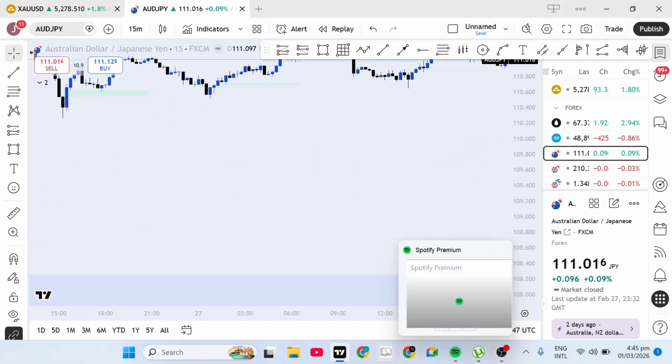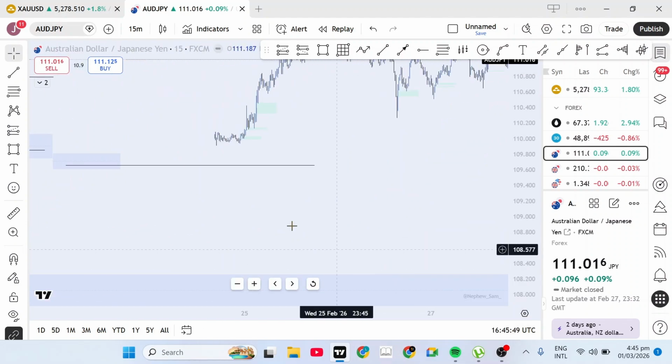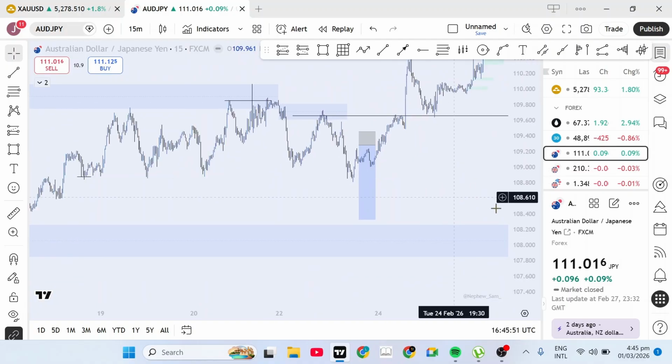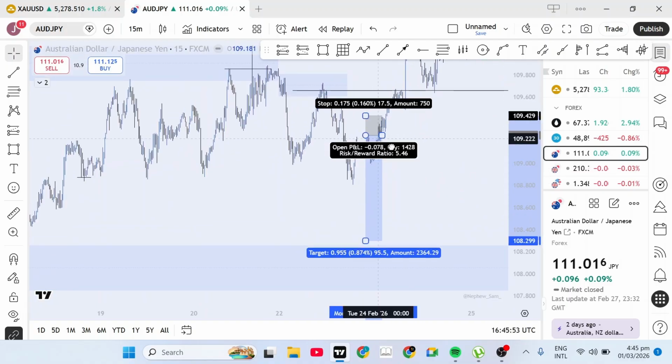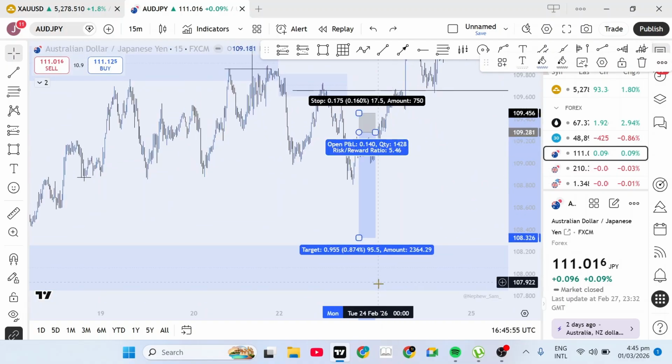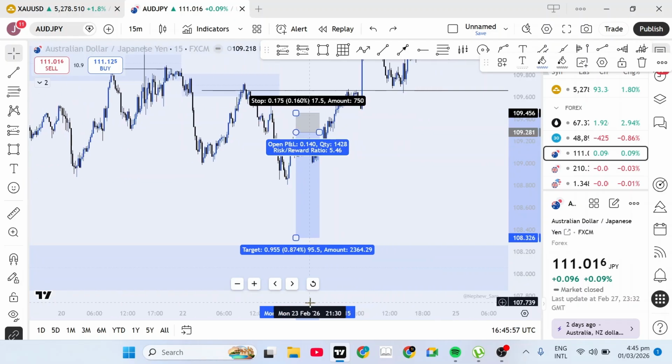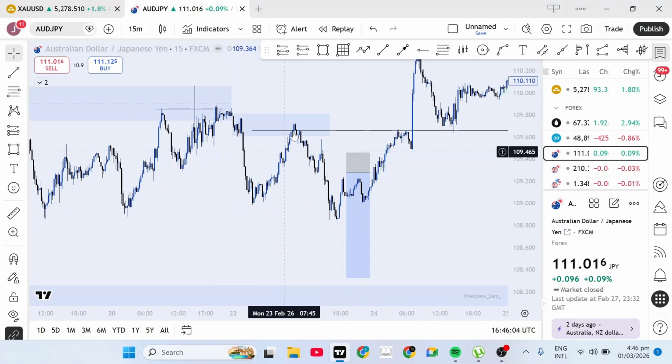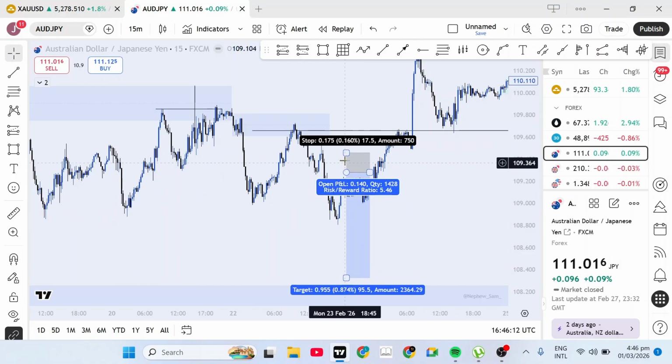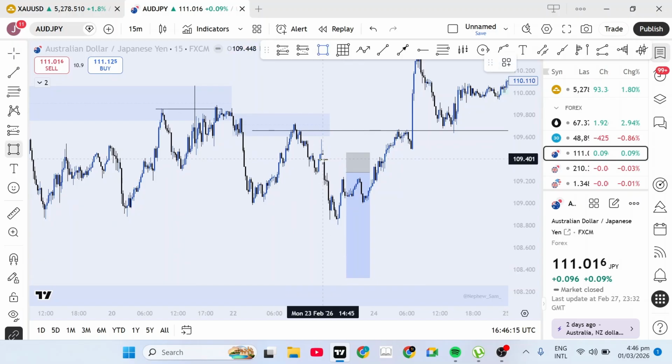So this was the lower time frame. Okay, so this is the trade on the lower time frame. This was the 15 minutes time frame. When price reacted from that 4-hour order block and broke this structure to the downside, I was looking for price to come back to this order block right here.